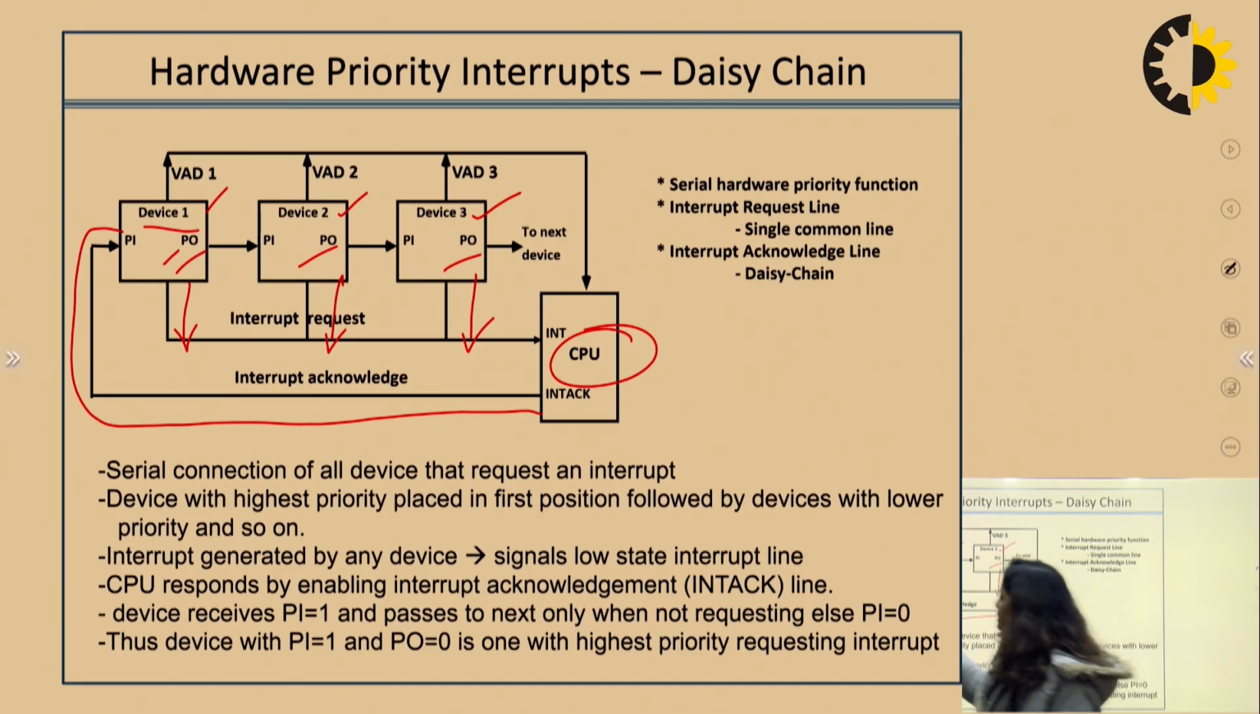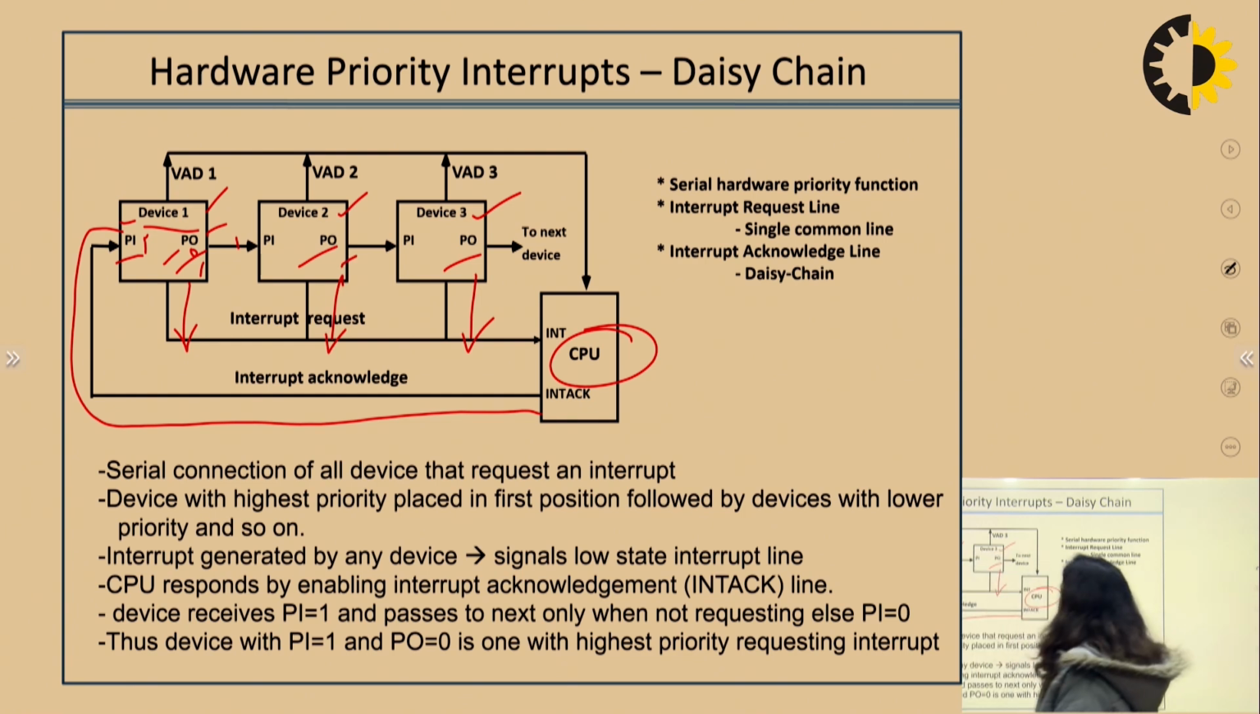PI is the priority input, and this is the priority output. Whenever it is connected, it will insert 0 here and 1 here. A PO of 0 means no signal will be transmitted further until this device completes its task. When the PI receives it, the device continues its task. When its task is over, it sets the PO to 1. So when the value of PO is 1, the signal is transmitted to the next device.